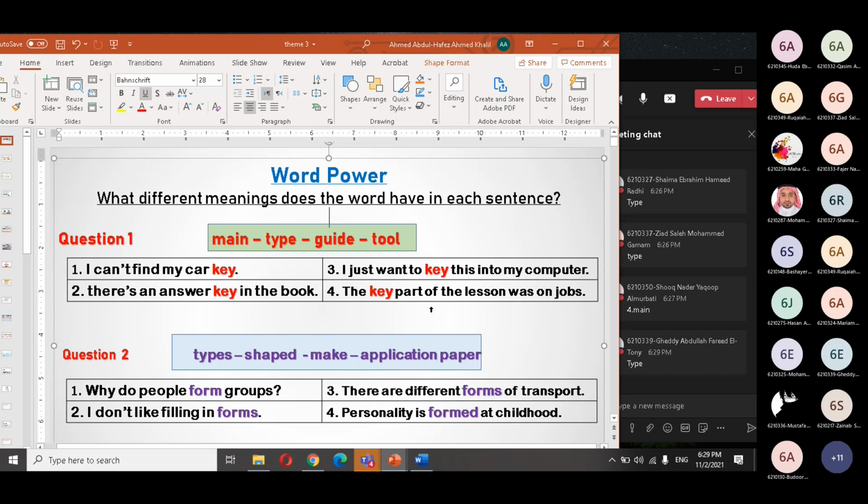Ready? Now we are in question 2. We have the word form, and you have the meanings. Types means the kinds. Shaped, make, application paper. So what does each word mean here?